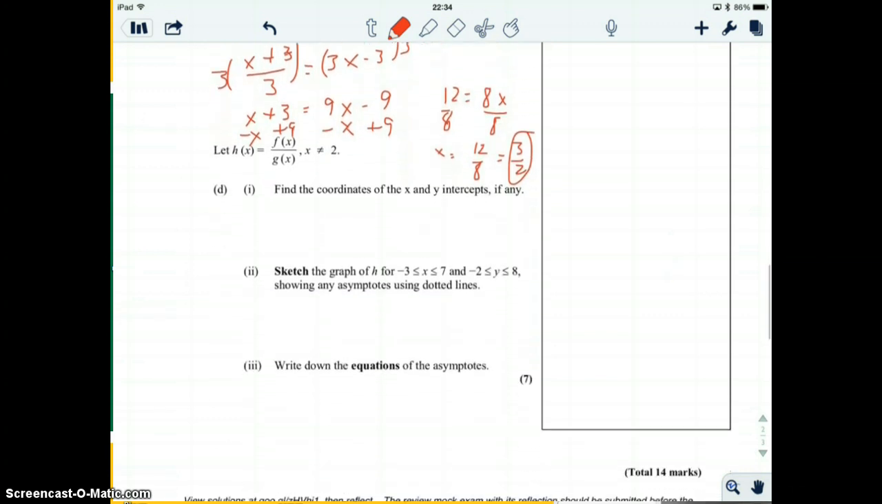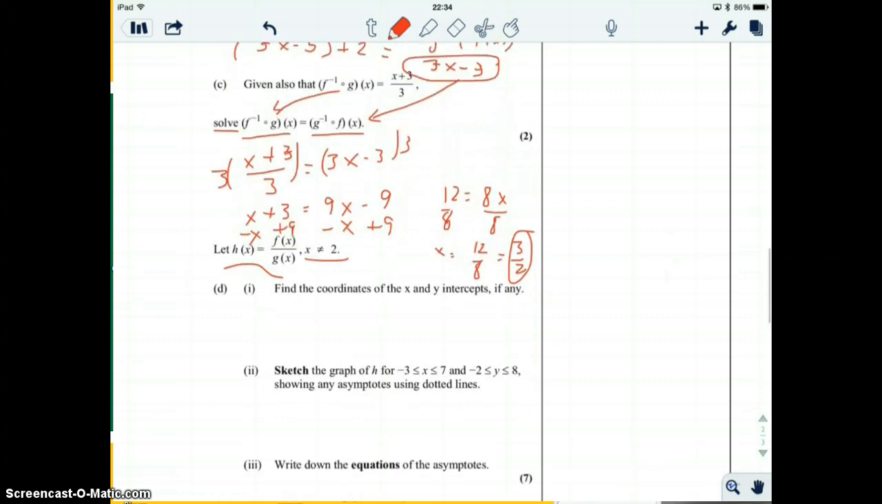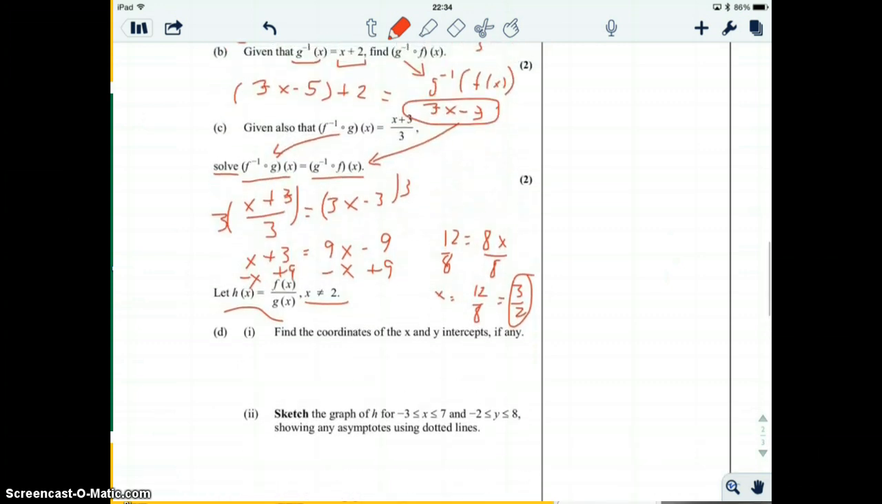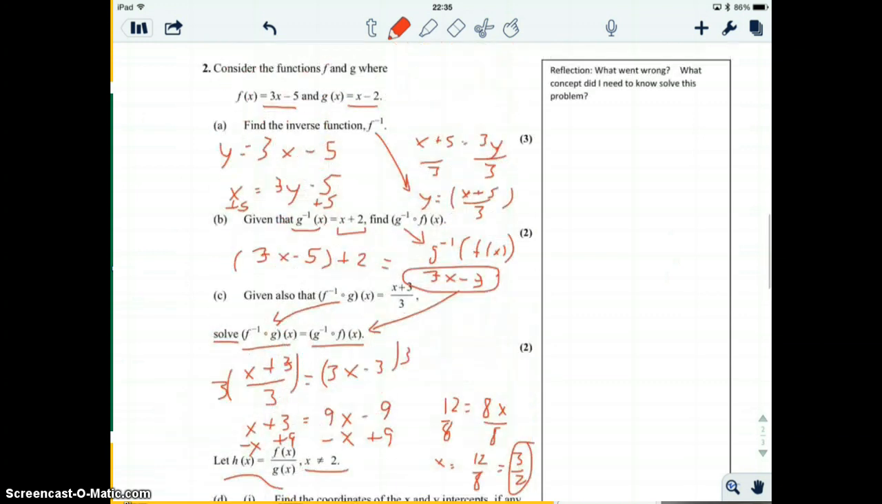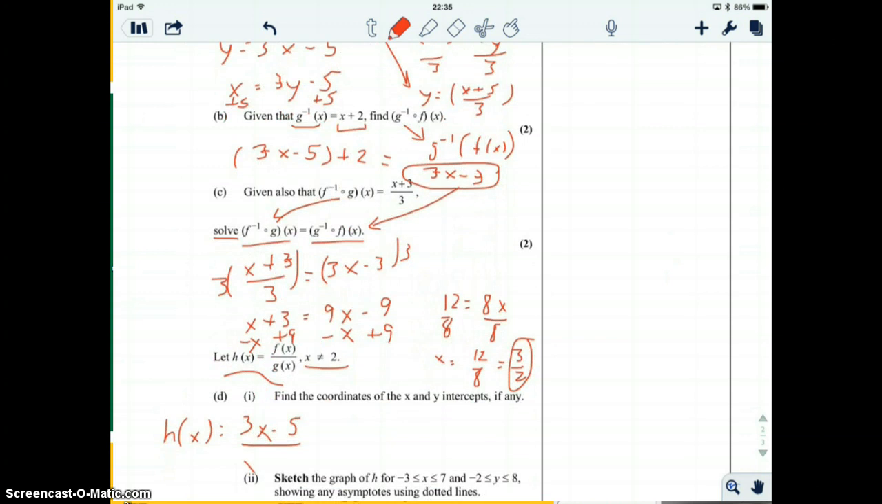Okay, h of x equals f of x divided by g of x. x is not equal to 2. So we have a rational function, which is a linear function divided by a linear function. And remember that our f of x is equal to 3x minus 5. So h of x is actually equal to 3x minus 5, and on the bottom, it's going to be g of x, which is x minus 2. Okay, oops, that's kind of a mess, isn't it?